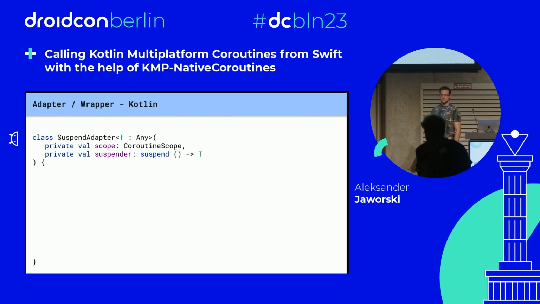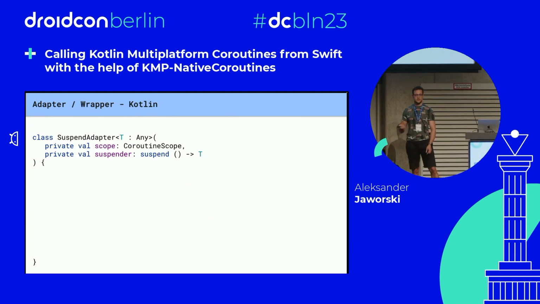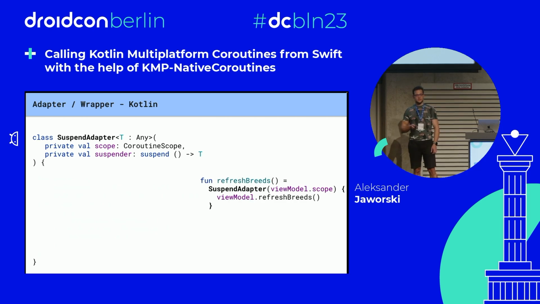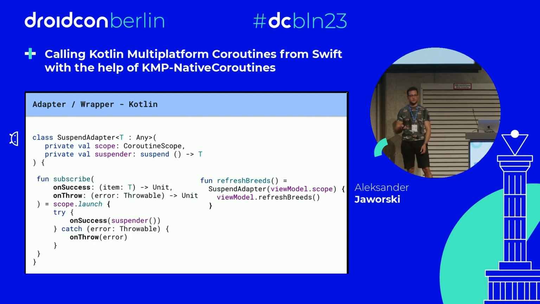We can manually create a wrapper, which is basically a class that has a scope and the suspending lambda, which will call the repository, the API, whatever you want. But it requires us to have an additional class on the iOS side, so we can't actually use this directly from Swift as it is. We have to create a class which will return the suspending adapter or wrapper. And then we call this wrapper using the subscribe function, which takes in two lambdas, on success and on throw.